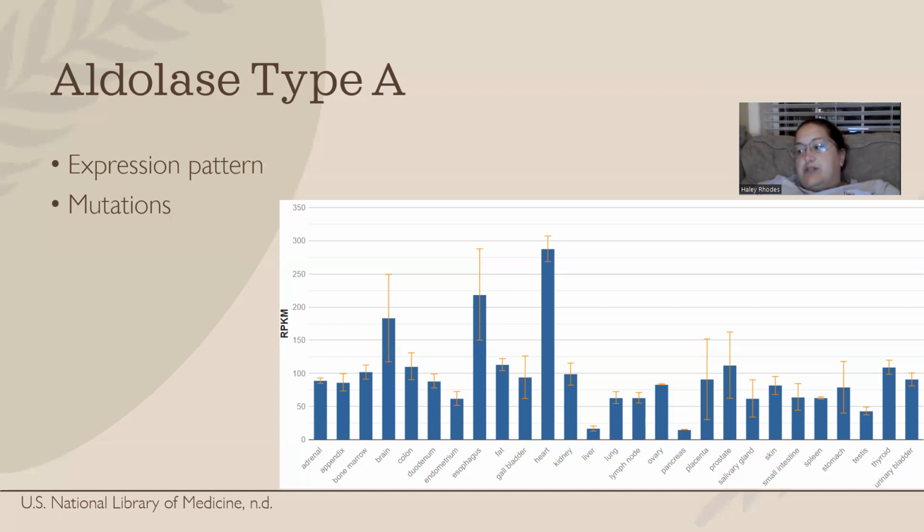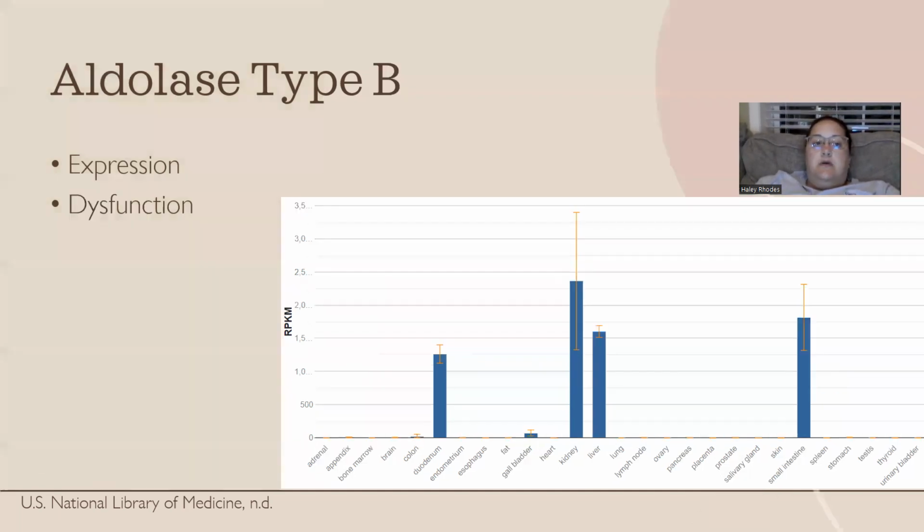There are mutations that can occur within this particular enzyme, and they're often associated with glycogen storage disease. This disease is associated with hemolytic anemia. In addition, disruption of this type can lead to various types of cancer as well. And again, the various types come because aldolase A is found in so many different types of cells.